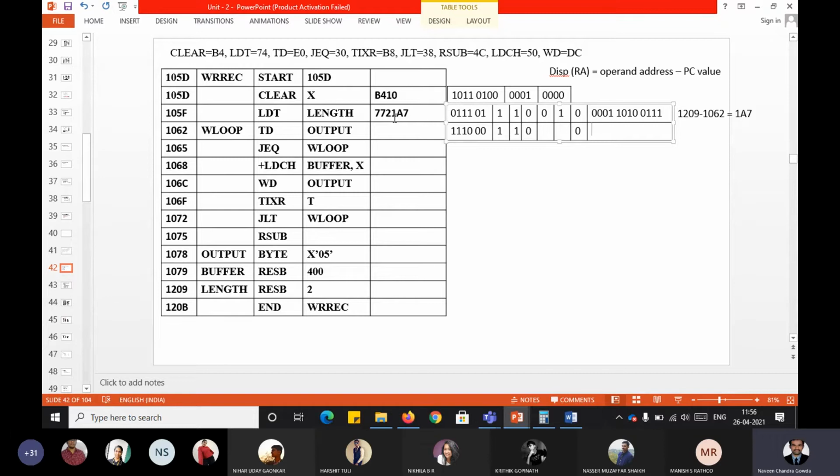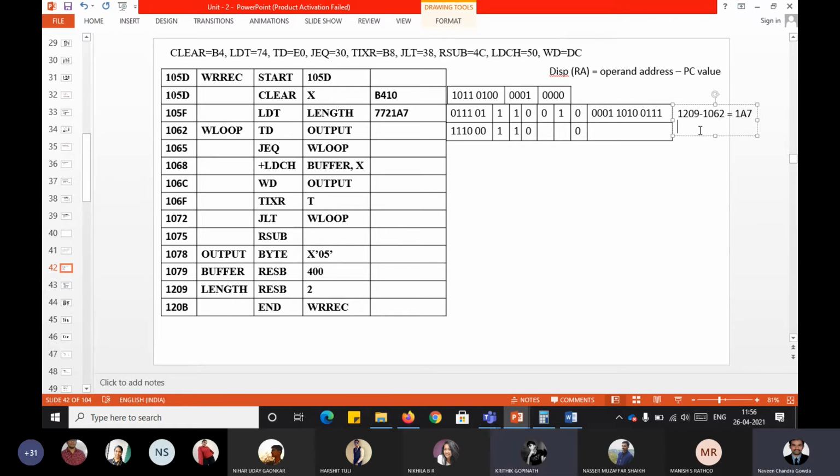Now find out the displacement. How to find the displacement? As usual, the operand address minus the PC value. Here, what is the operand? The output is the operand. What is the address of the output? Here you can observe it is 1078. 1078 is the operand. Let me write it here itself. I hope whatever I am writing is visible to you all clearly.